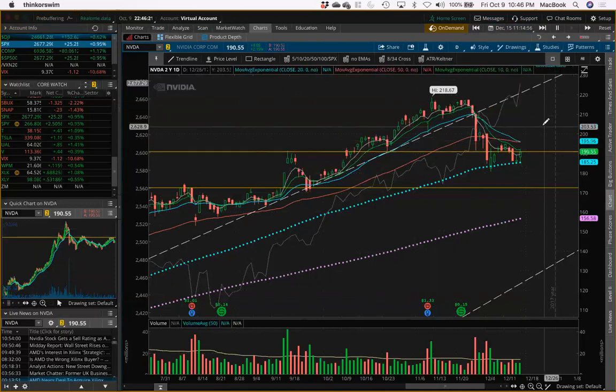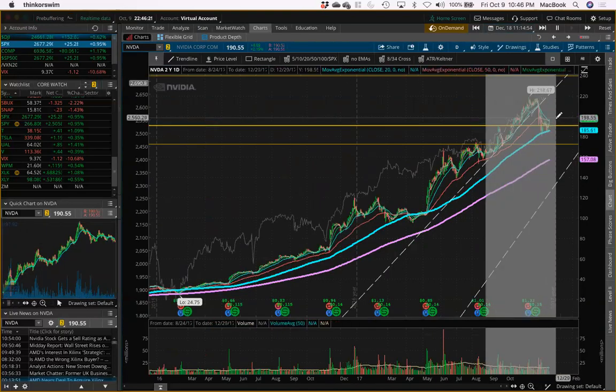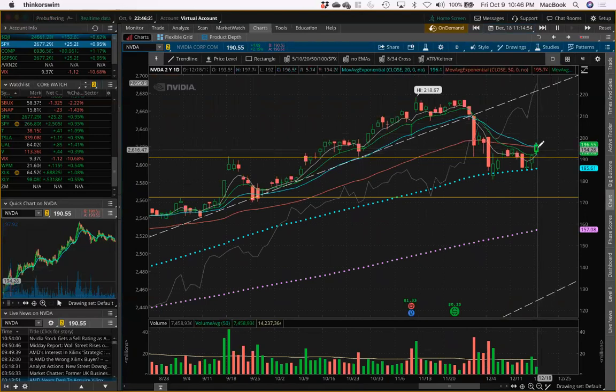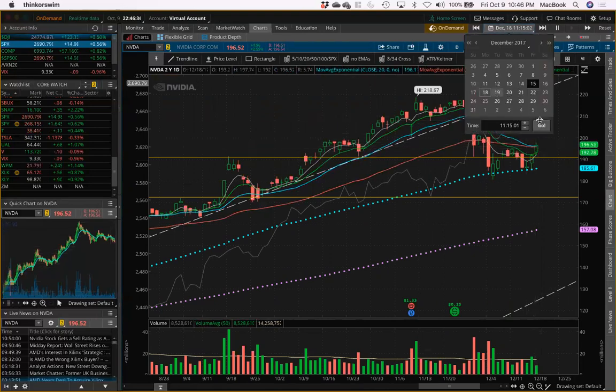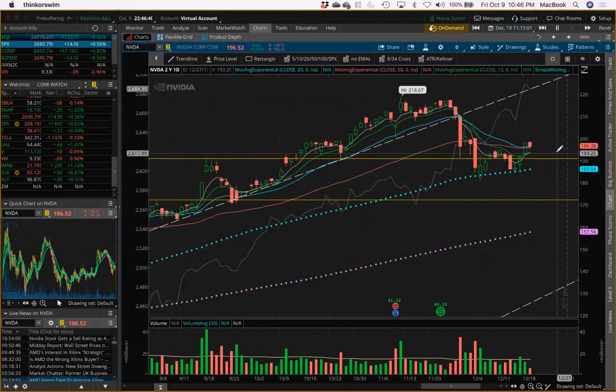Let's go to Monday, coming up on Christmas. I can't remember what I was doing that Christmas. Oh, look at that. Gap open after the weekend. And it says, let's go. Confirmation. It closed above the 50. Let's see what it did after.